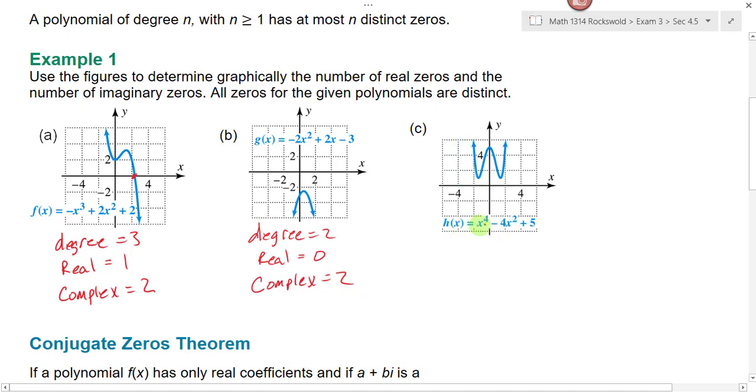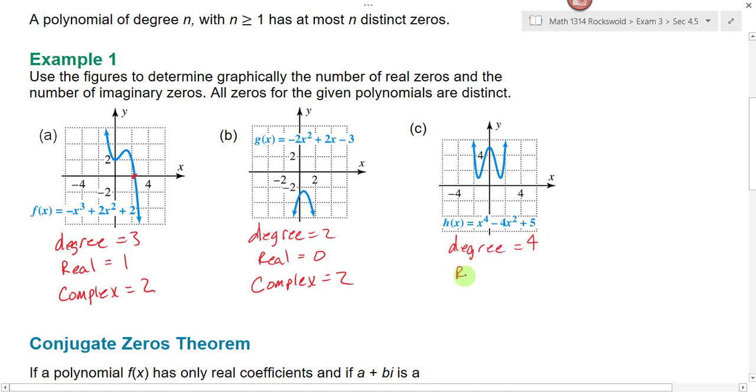Here's a fourth degree polynomial. We know it's fourth degree, first of all, because we see it in the function, but also there's 3 turning points and our endpoints are going in the same direction. Remember, if your endpoints are going in the same direction, you have to have an even degree, and your degree will be at least the number of turning points plus 1. So we have 3 turning points here. That means that our degree is 4.